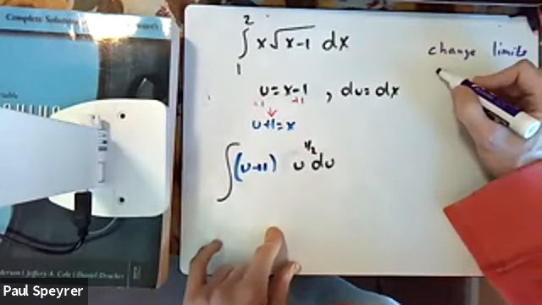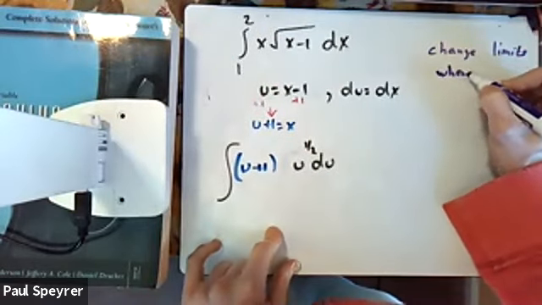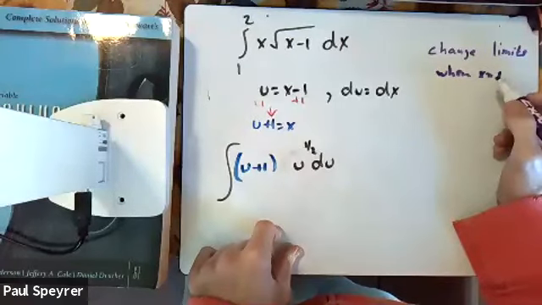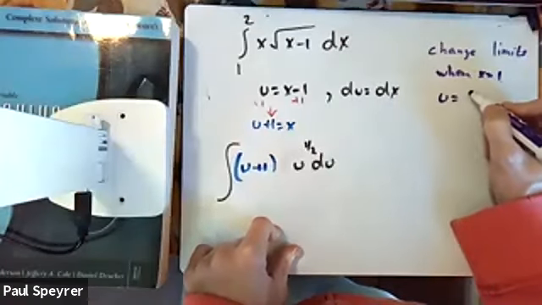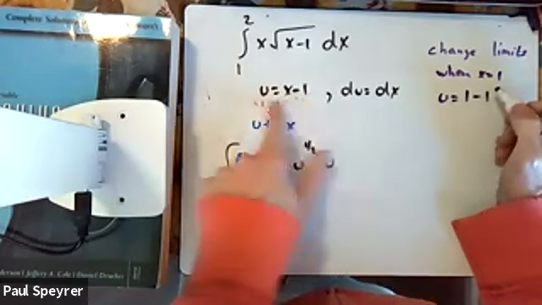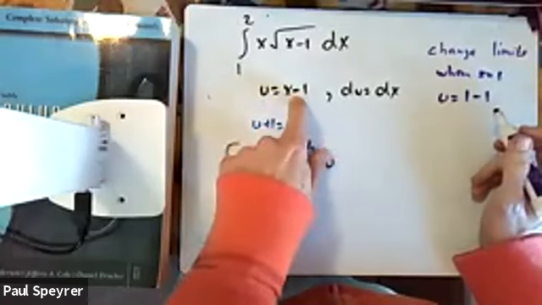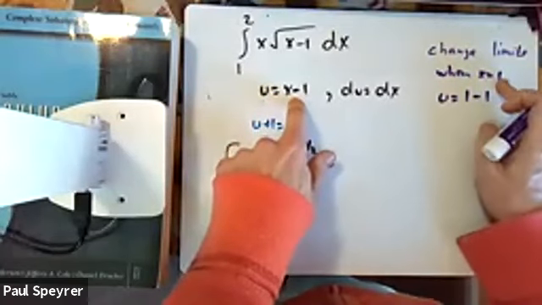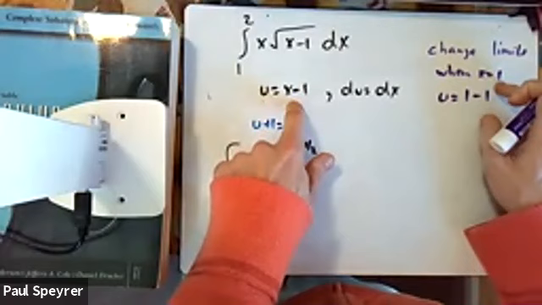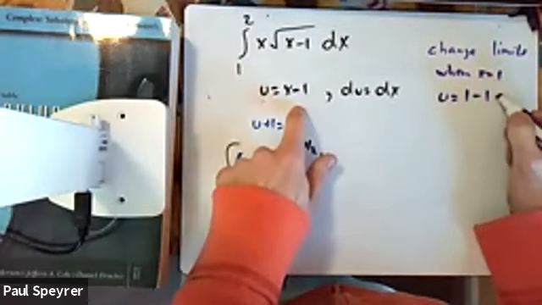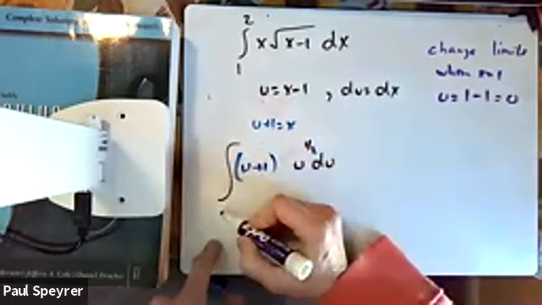So when x equals 1, what happens? What's our u limit going to be? We're going to have u equals 1 minus 1. Where am I getting 1 minus 1? It's because u is equal to x minus 1, right? We're plugging this 1, the bottom limit, into here. So we get 0. That's your new bottom limit.